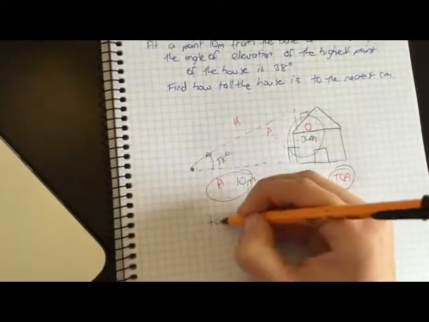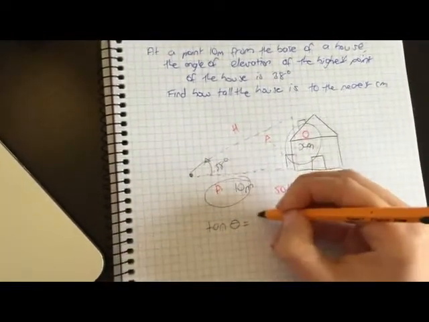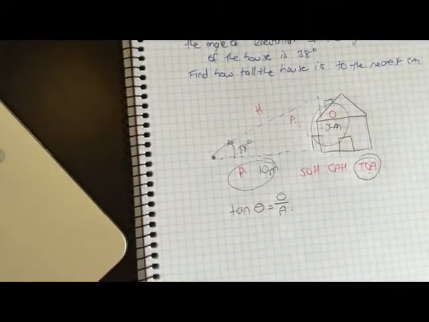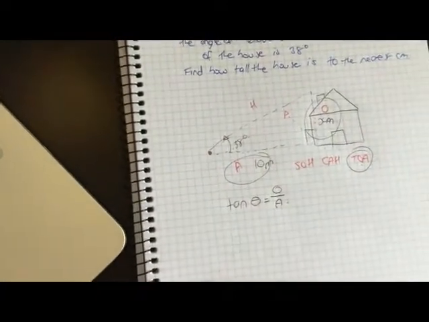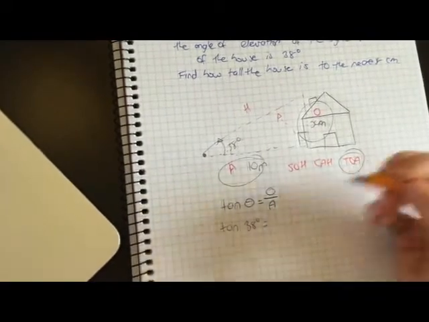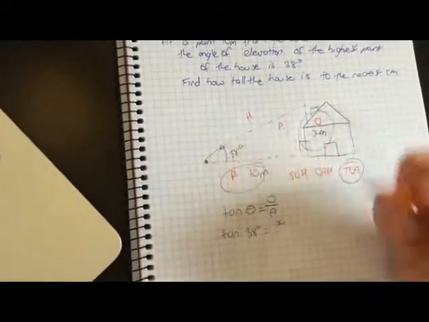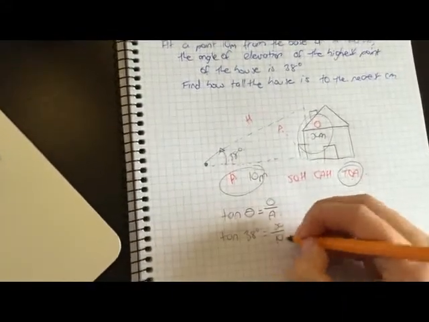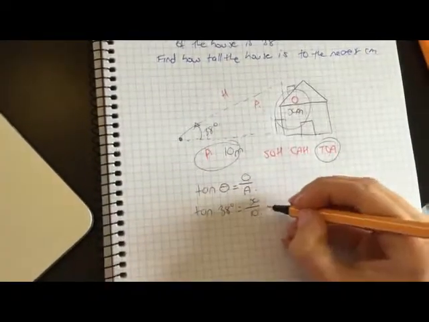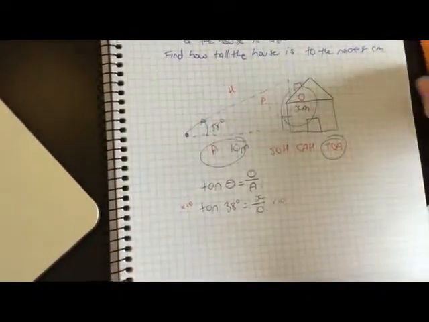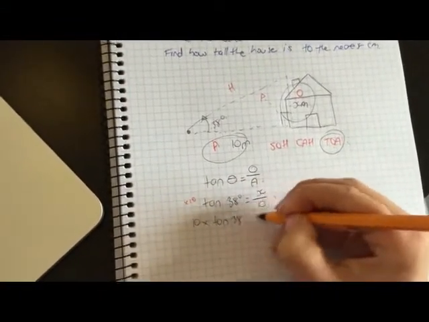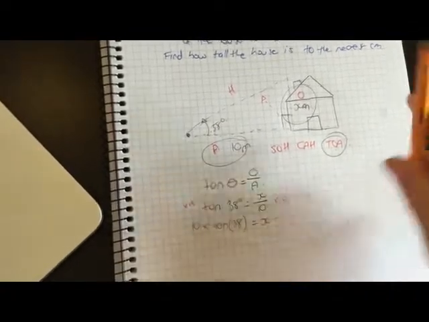So that gives us tan theta, which is opposite over adjacent. Now we just substitute our values and finish the question. Solve for x. So tan, our theta in this case, is 38 degrees, which equals opposite x over 10. Now we need to get our 10 onto the other side to leave x by itself. So we times 10 on both sides, leaving us with 10 times tan 38 equals x.